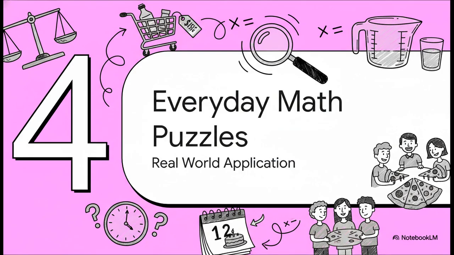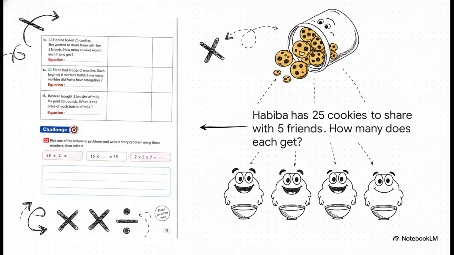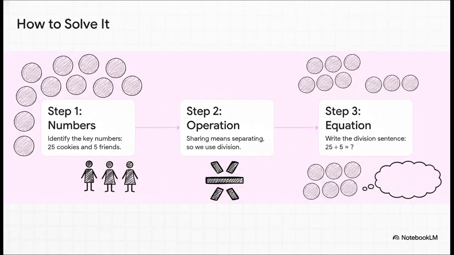Okay, so let's bring this all back to the real world. Why does any of this matter? Well, understanding this whole relationship helps you solve all kinds of everyday math puzzles without even breaking a sweat. All right, here's a classic example. Habiba baked 25 cookies and wants to share them with her 5 friends. So the question is, how many cookies does each friend get? What do we need to do here? We can actually break this down into a few simple steps.